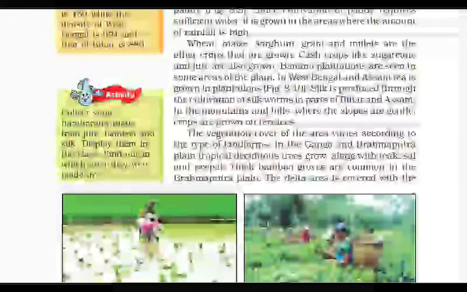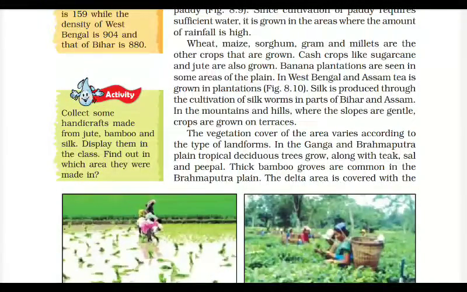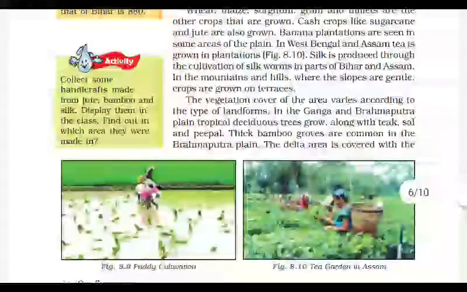Wheat, maize, sorghum, gram, and millets are the other crops that are grown. Cash crops like sugarcane and jute are also grown. Banana plantations are seen in some areas of the plain. In West Bengal and Assam, tea is grown in plantations, that we know, right? Silk is produced through the cultivation of silkworms. It's also known as sericulture. Do not forget that in parts of Bihar and Assam, in the mountain and hilly areas where the slopes are gentle, crops are grown on terraces. Don't forget to underline this word.